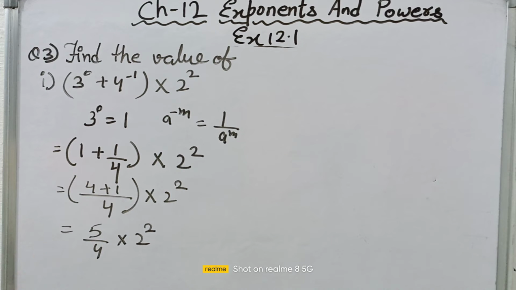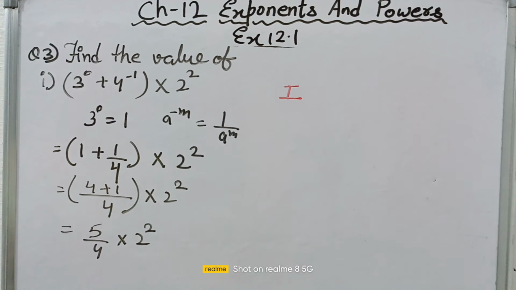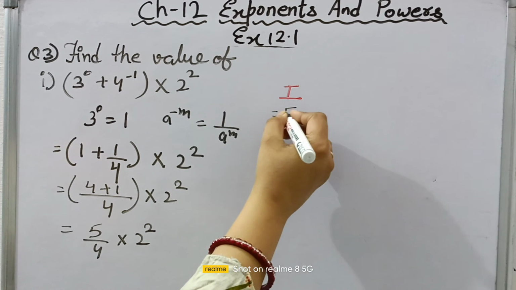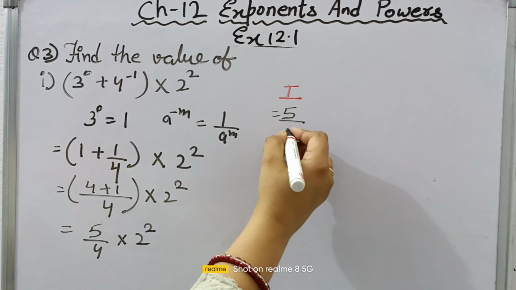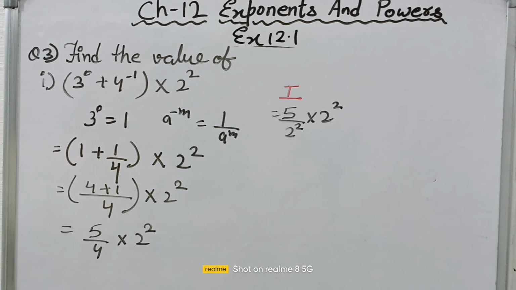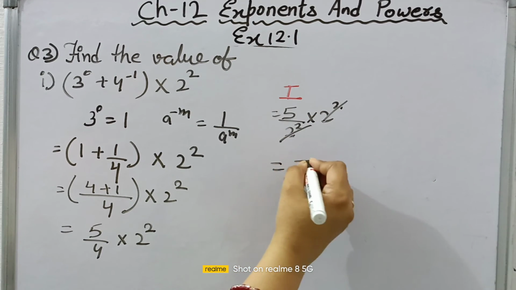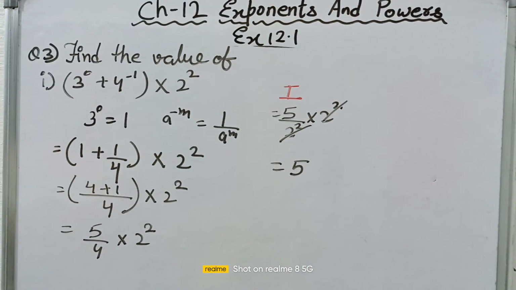Now there are 2 ways. First, you can write this 4 in terms of exponent, or you can write this 2 raised to the power 2 in terms of its value. So first one is, we can write 5 upon 4 as 5 upon 2 raised to the power 2, and we were already having 2 raised to the power 2 in multiplication. So this gets cancelled out and our answer is 5.